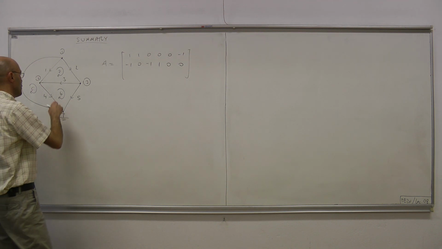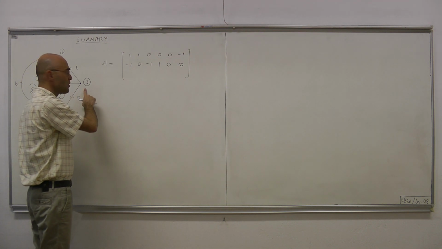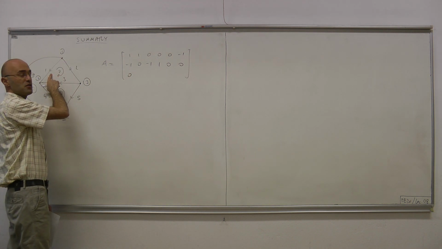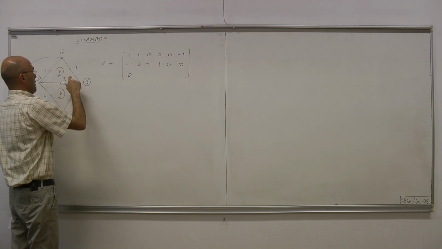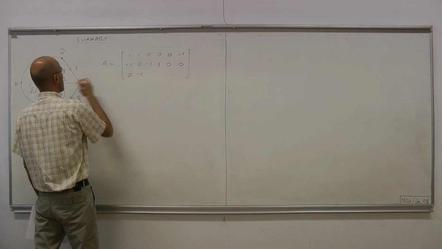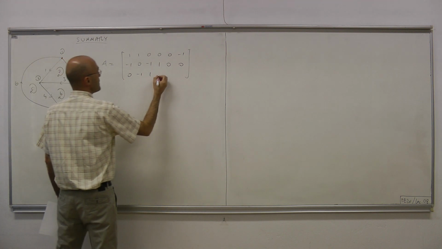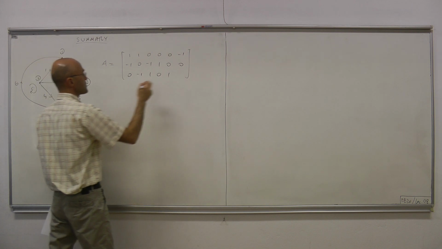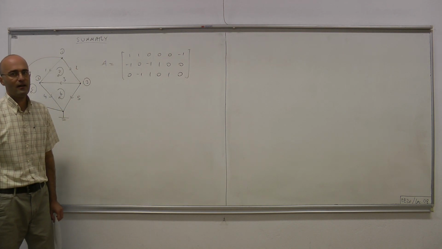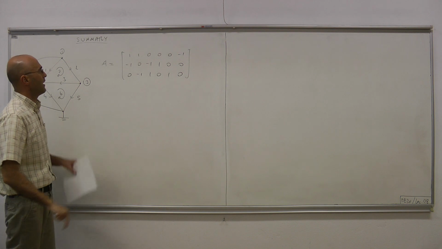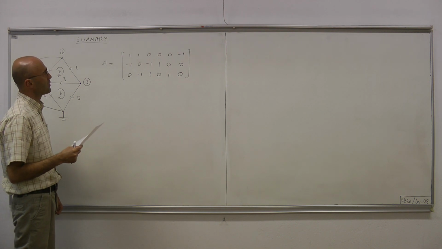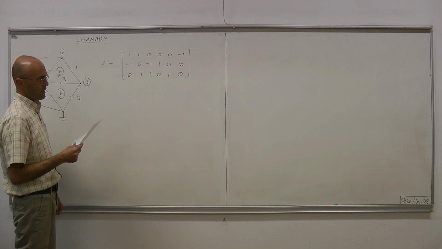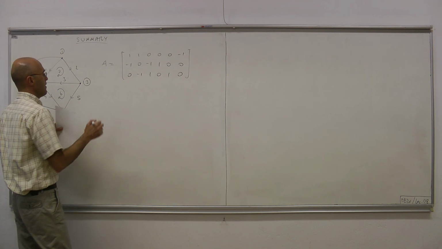Okay, and then for the last row, we look at the last node, node 3. We have 0 for branch 1 because branch 1 doesn't touch node 3. 2 is incoming, 3 is outgoing, 4 is not touching, 5 is outgoing, +1, and finally 6 doesn't touch node 3. Therefore, those are the entries of our reduced incidence matrix. Okay, let me quickly check if I made a mistake.